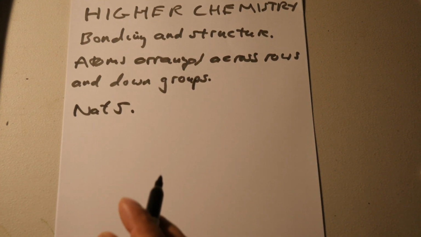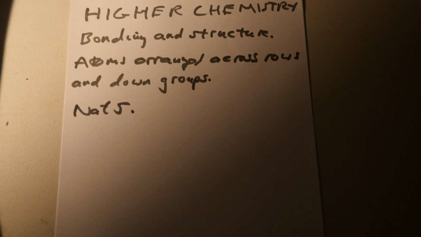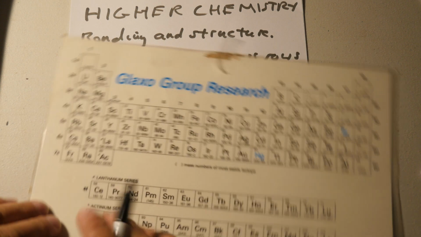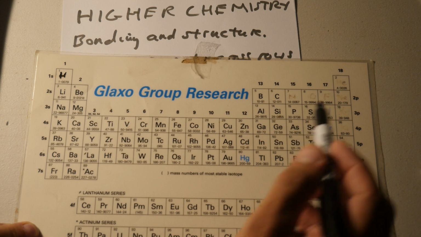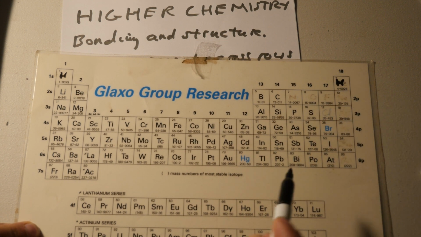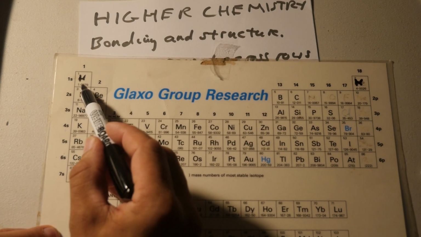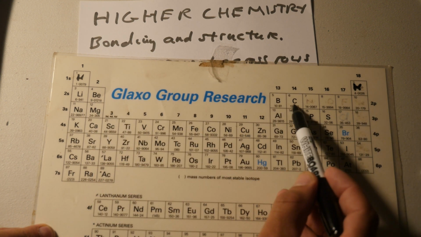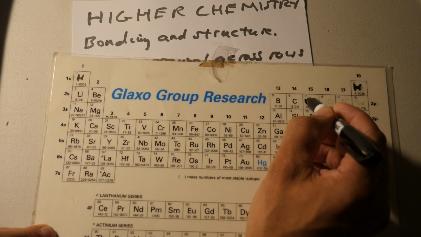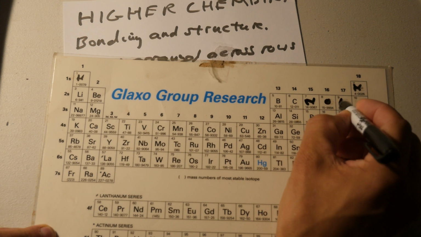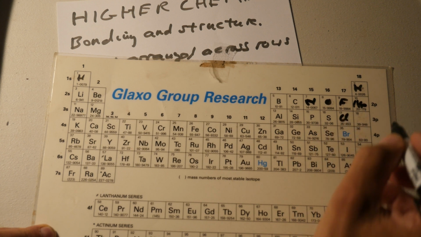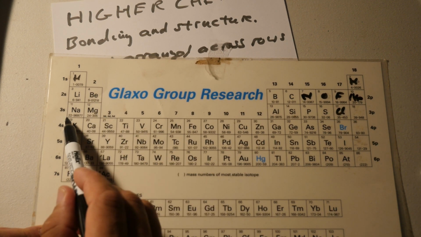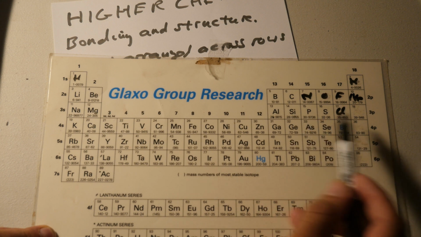So as you go along the periodic table, I could actually grab this one. This is clearer, I think. As you move along from hydrogen to helium, this is a bit old and faded, but there's hydrogen, helium, lithium, beryllium, boron, carbon, nitrogen, oxygen, fluorine, neon, okay? Then sodium, magnesium, aluminium, silicon, phosphorus.